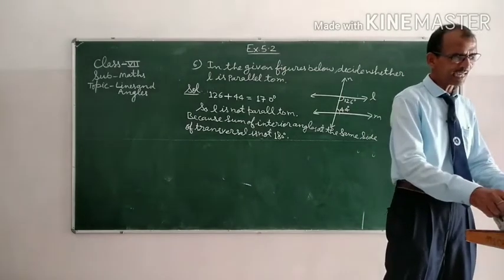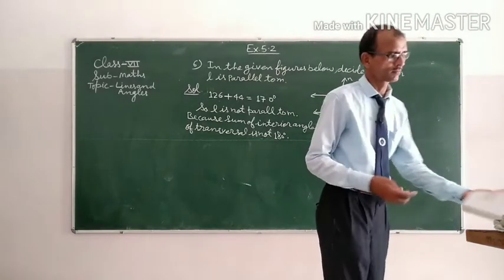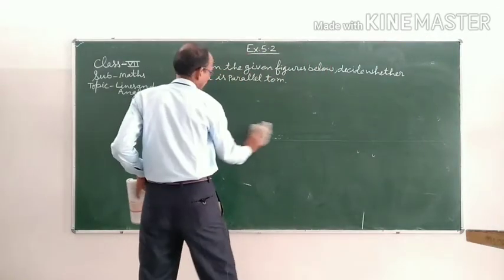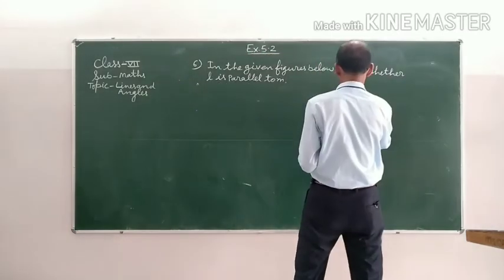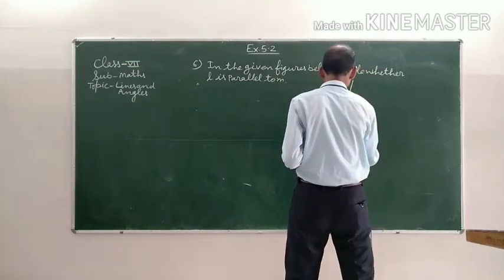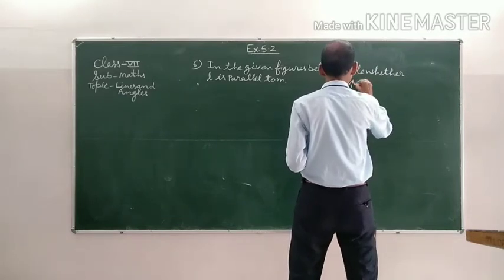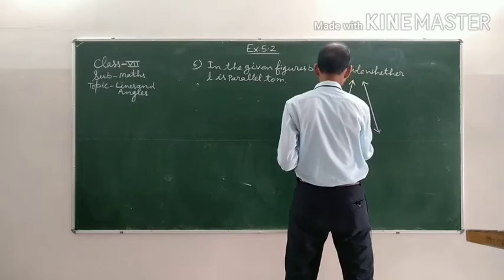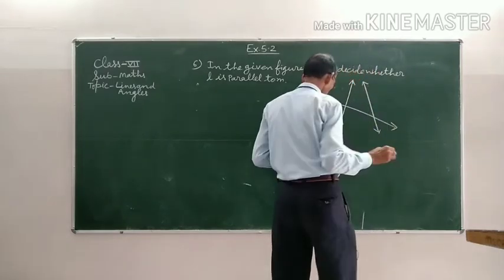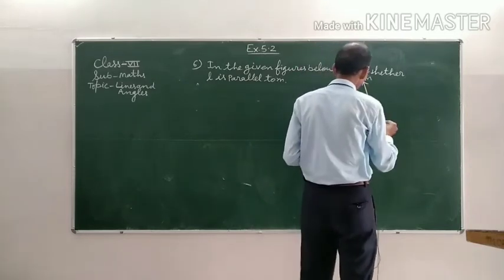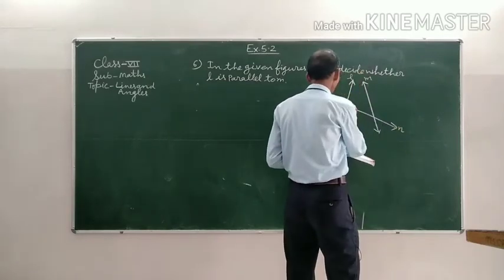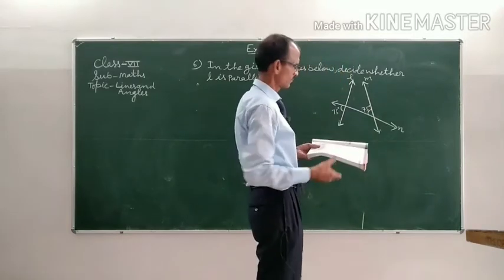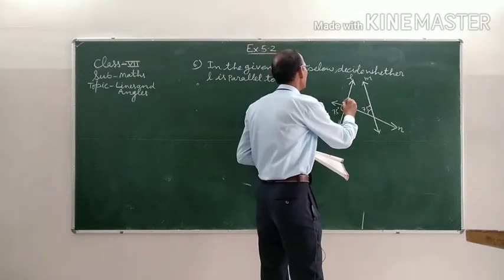Next figure is like this. These are lines L and M, and these are intersected by the transversal N. This angle is 75 degree and this angle also 75 degree. Here we can find this angle.